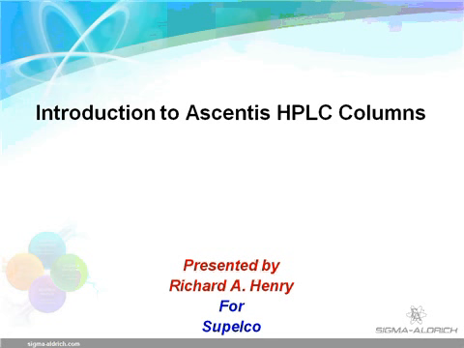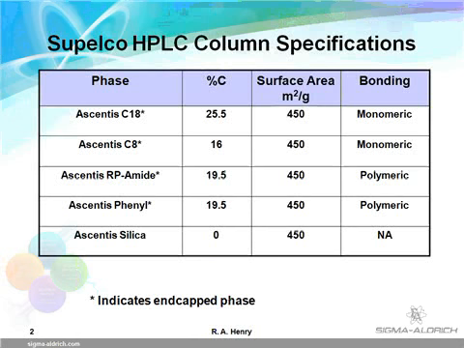A comparison of selected Supelco columns is shown in the next slide. The first four columns are designed for use in reverse phase methods with small molecules. Ascentis RP-Amide and Phenyl fall into a category called polar RP phases, which should be tried when C8 and C18 do not give the desired results. The polar RP phases are polymeric in nature to impart extra stability and inertness to the phase.